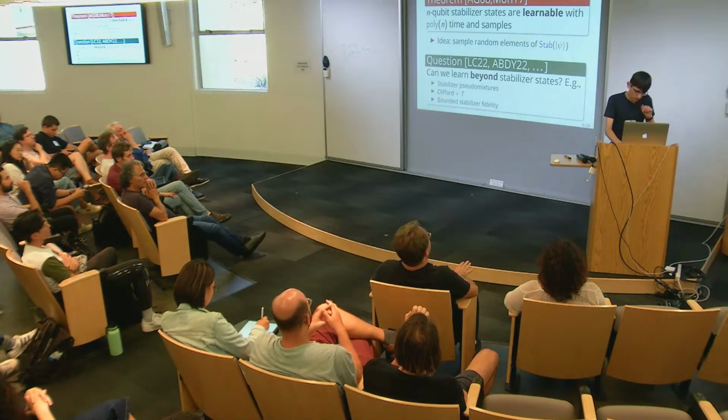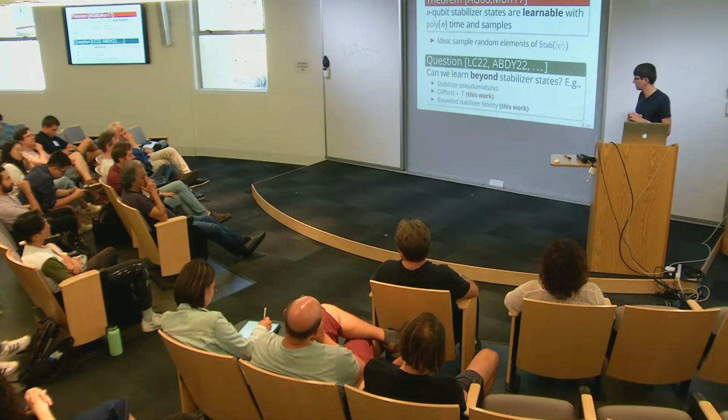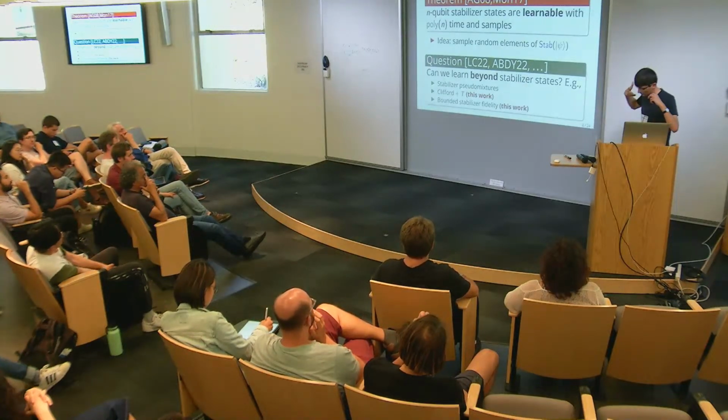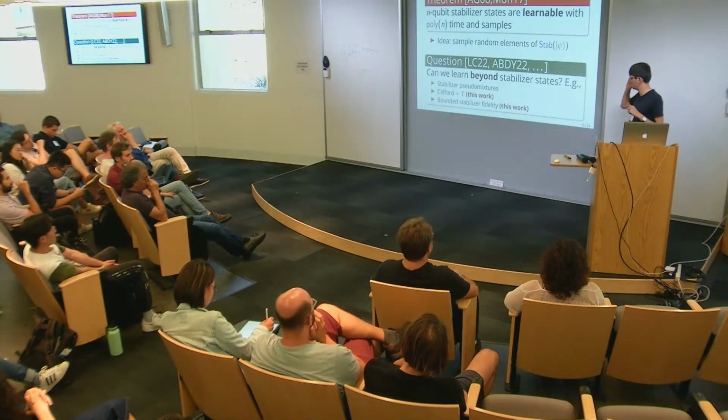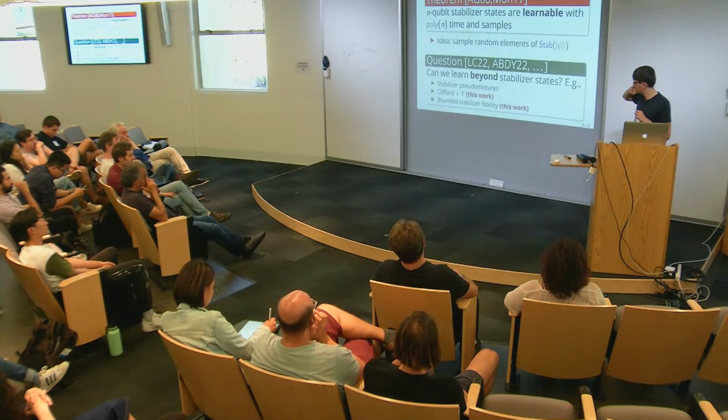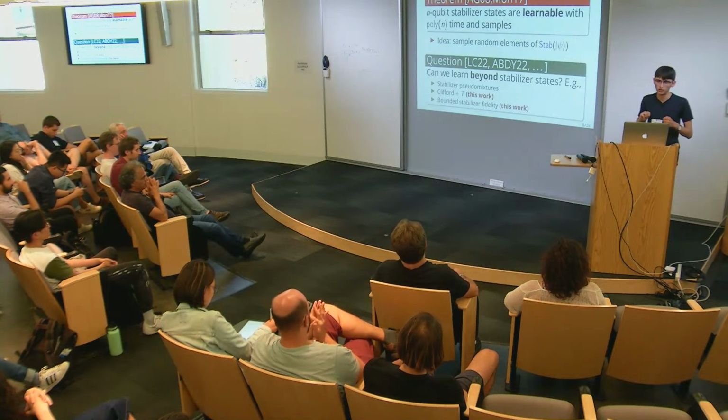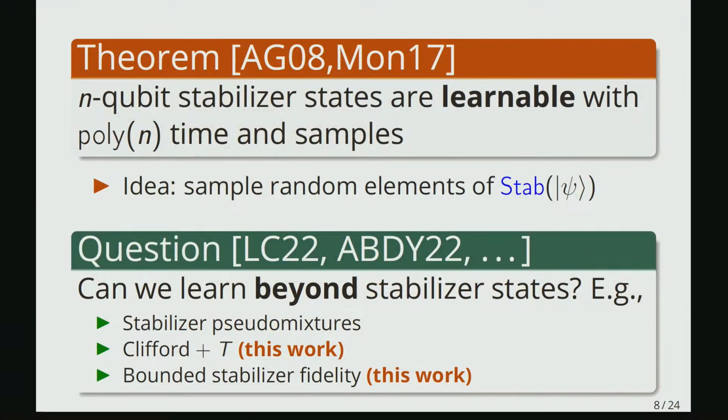Good. So in this work, we're at least going to look at a couple of these measures of states that generalize the set of stabilizer states, in particular Clifford+T states and states that have bounded stabilizer fidelity. And I'm going to tell you what these mean, starting with Clifford+T states.